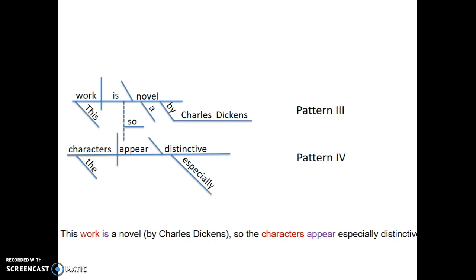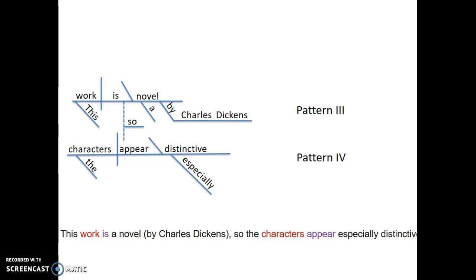We have our little things that go underneath. The by Charles Dickens is describing what novel we're talking about, which one, and so that one goes underneath novel. Then we skip to the next one, and I consider that as a separate unit, and then the last thing I do is connect them. So I'm going to treat this as its own sentence and diagram.